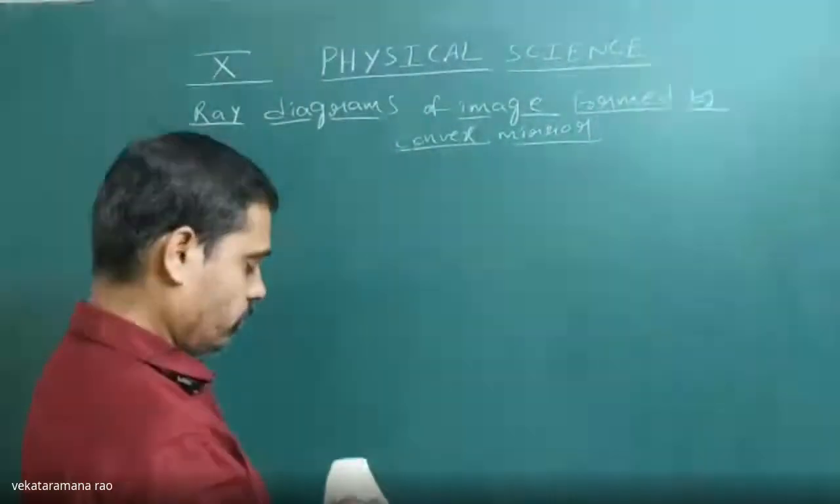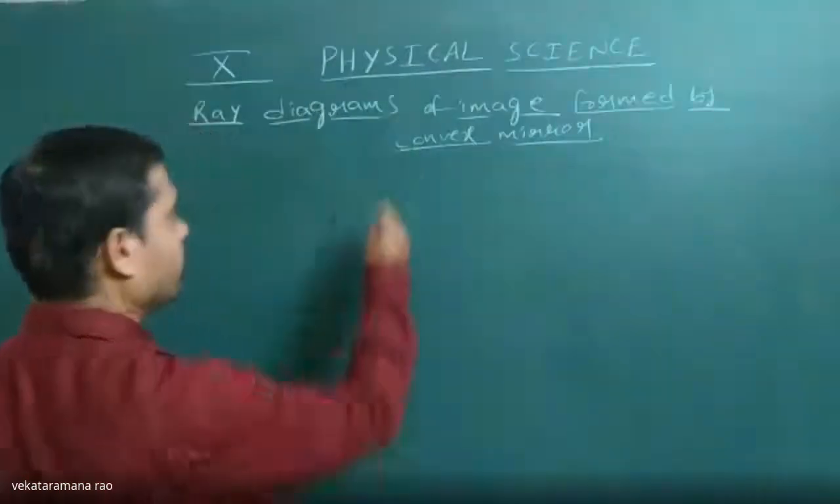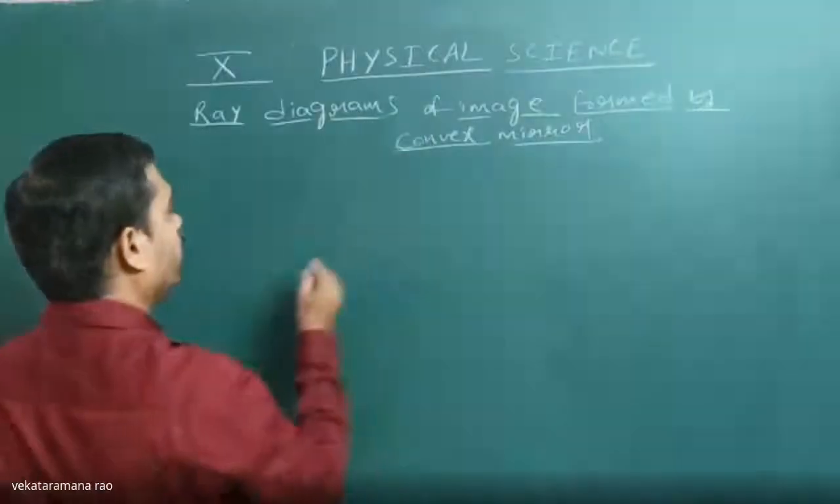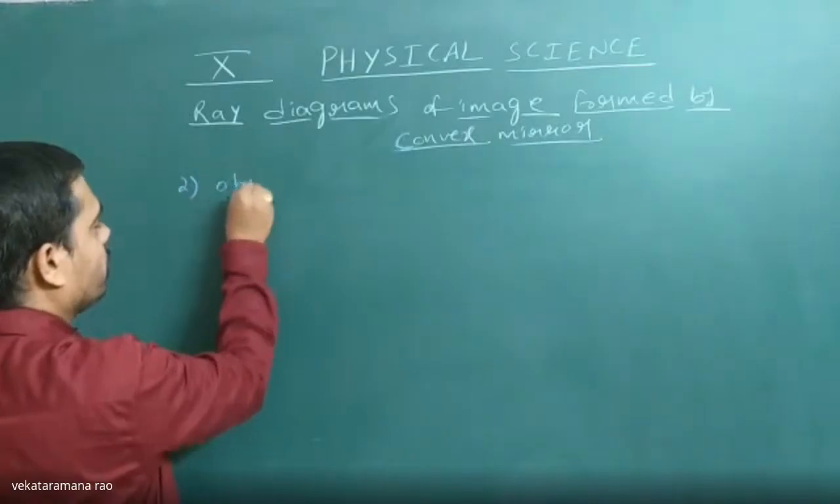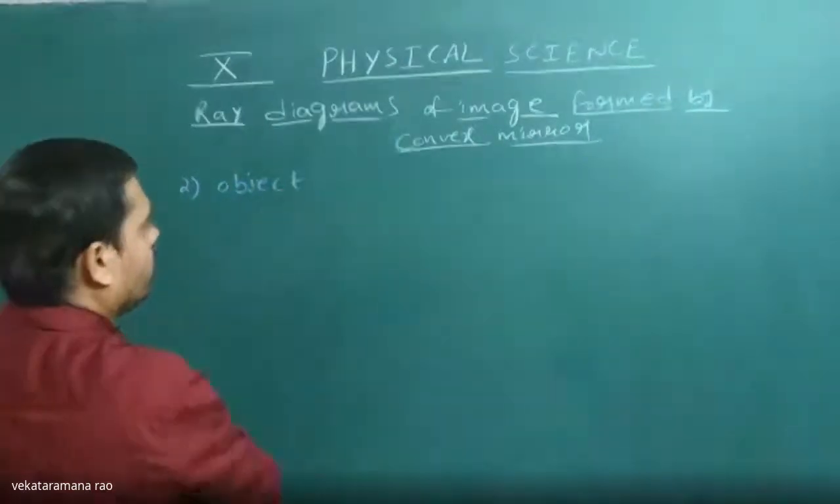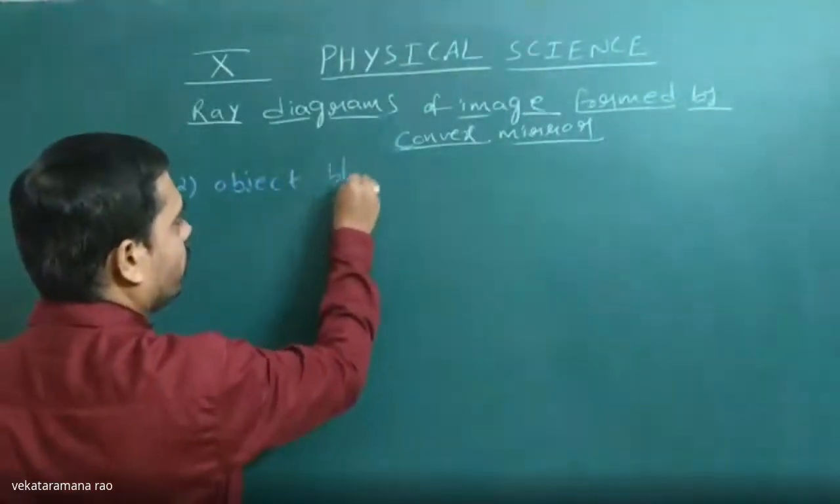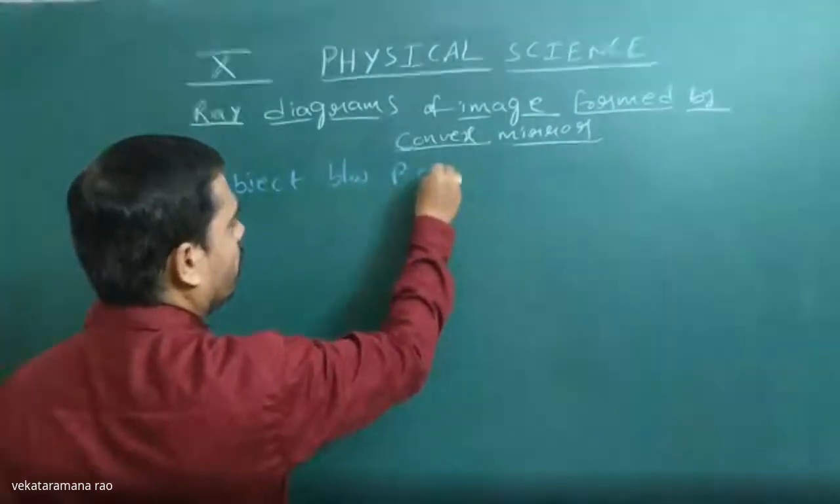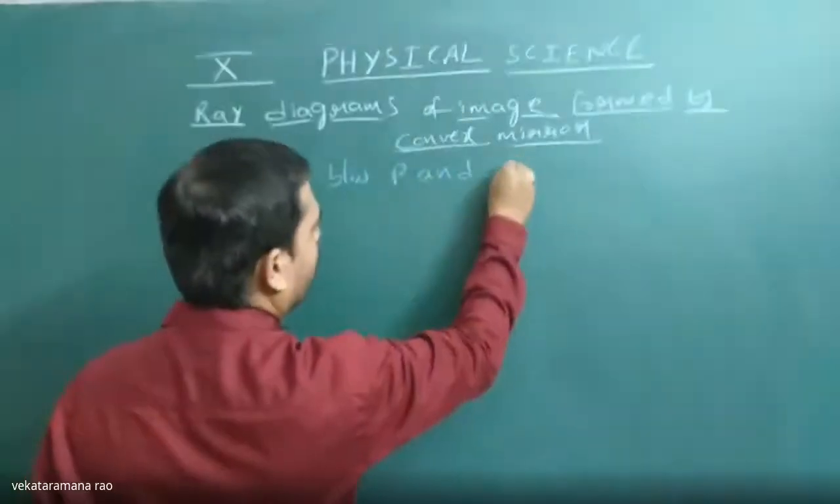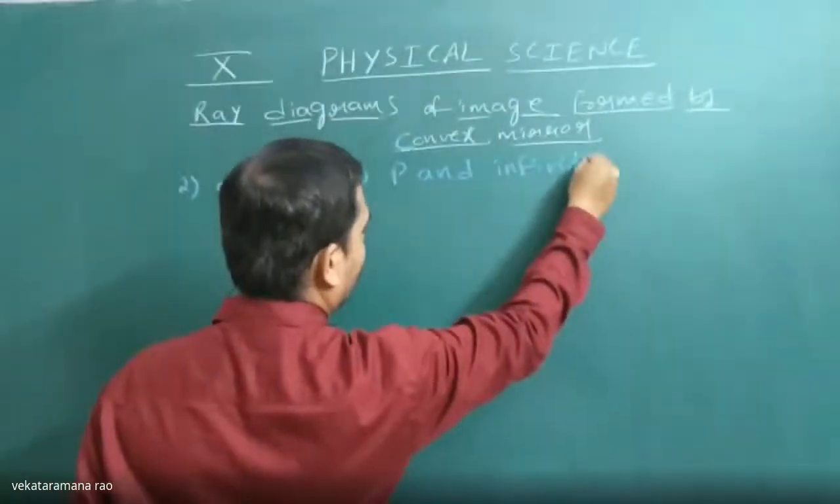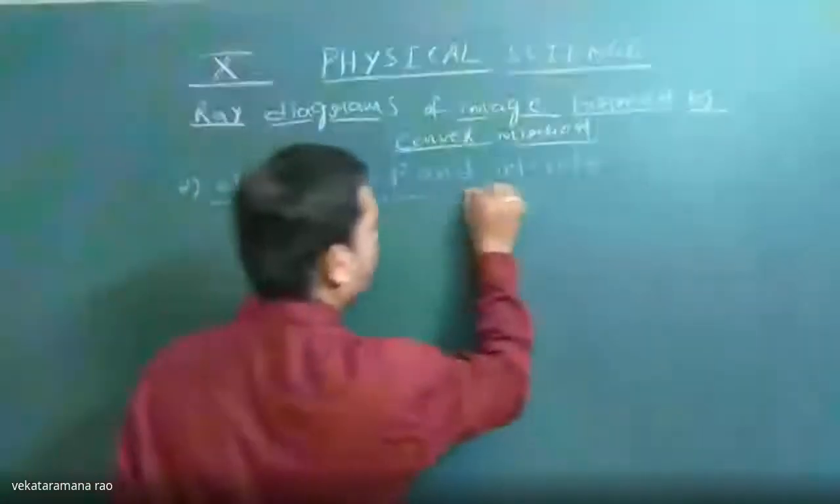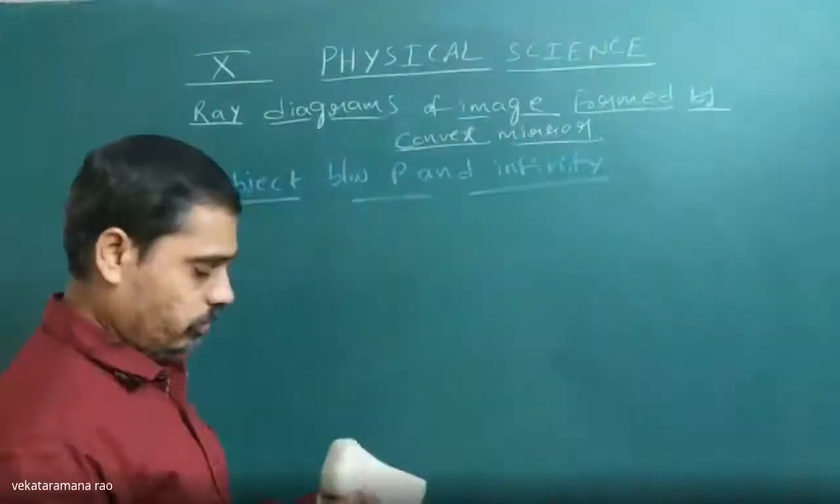Now, where are we keeping the object now? The object will be at the second position, between P and infinity. P means the pole here. So in this case, how will the image form?